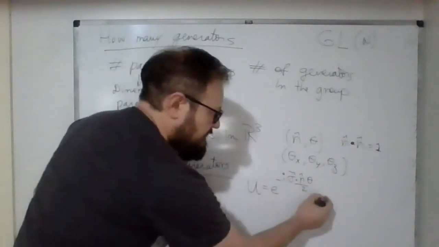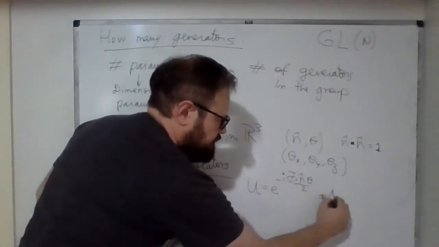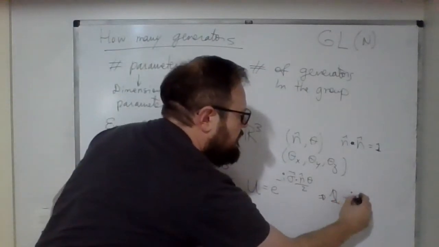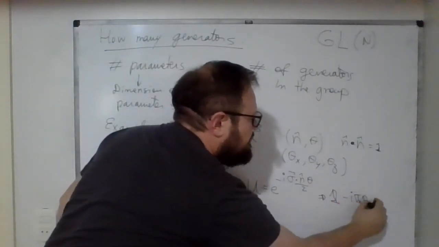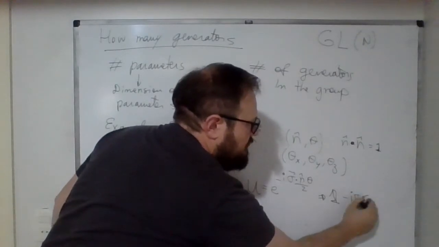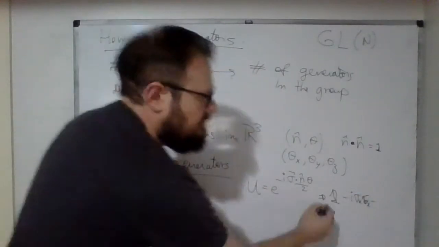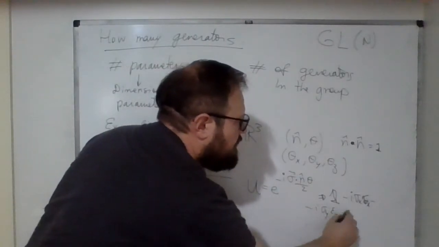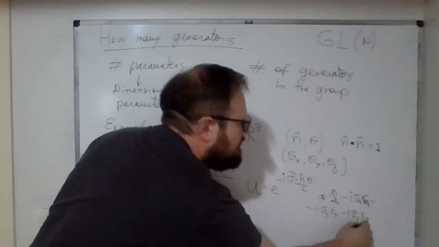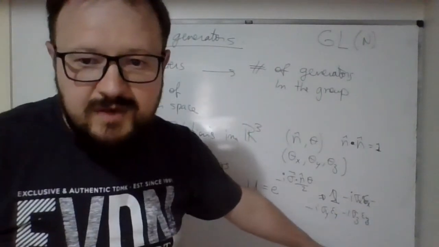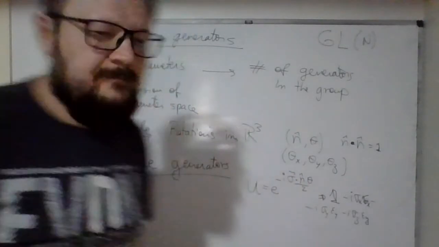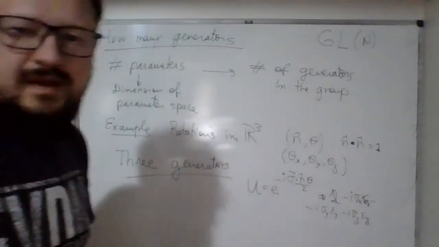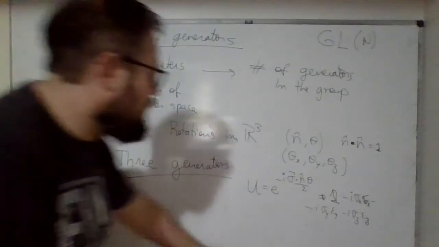In an infinitesimal situation, it will look like 1, the identity matrix, minus i sigma x theta x, which is infinitesimal, so I will replace by epsilon x, minus i sigma y epsilon y, minus i sigma z epsilon z. All right, for an infinitesimal transformation, you'll have 3 infinitesimals, and the generators are the matrices sigma x, sigma y, sigma z, and these matrices form an algebra.